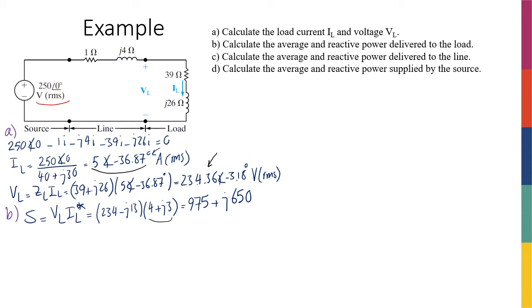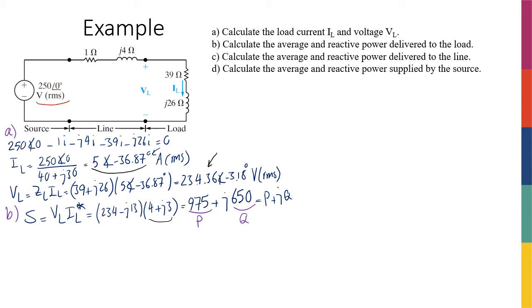Why? Because we know that S is equal to P plus JQ. And the question is asking us to find average and reactive power delivered to the load. So I need the real and imaginary part. So this is going to be P, and this is going to be Q. So I'm going to have 975 watts delivered to the load plus 650 volt amp reactive delivered to the load. Okay.